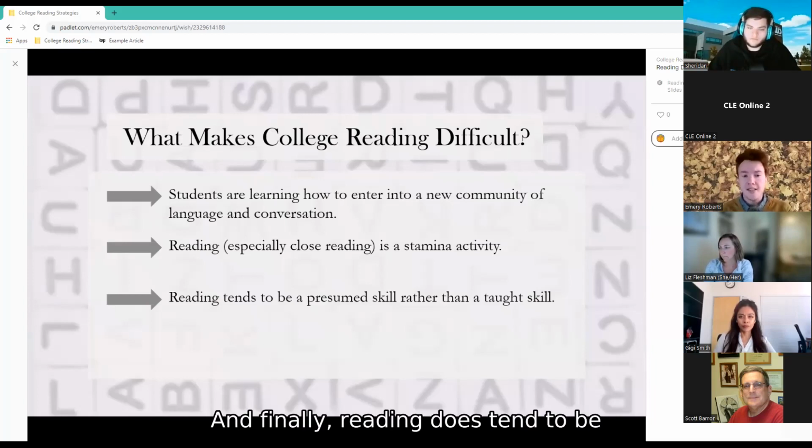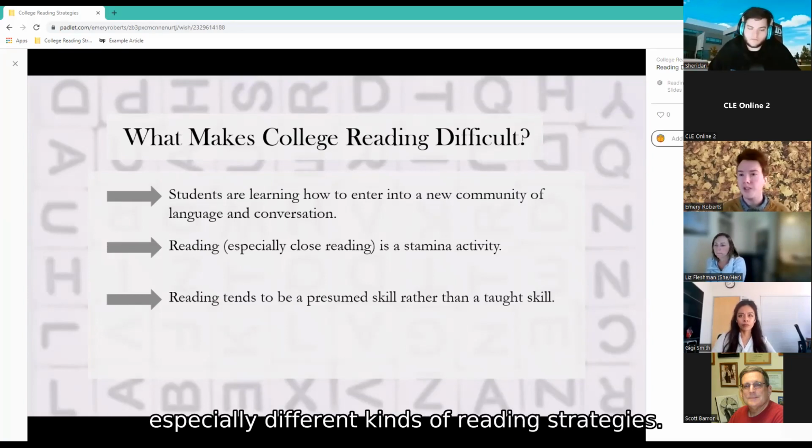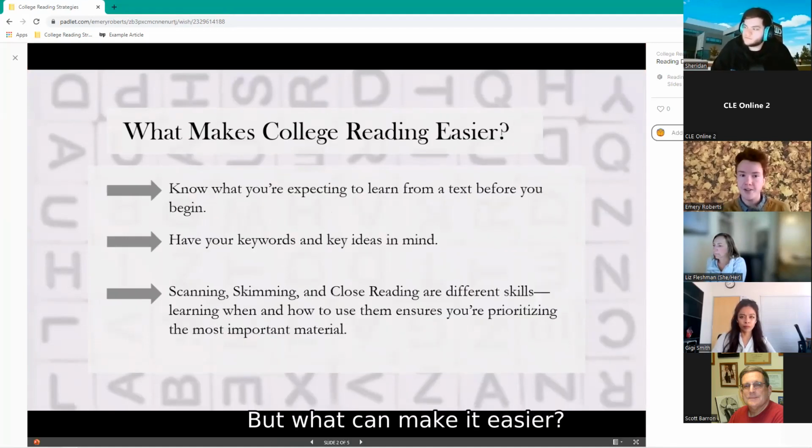And finally, reading does tend to be a presumed skill rather than a taught skill, especially different kinds of reading strategies. So all these things make college reading really difficult. But what can make it easier?